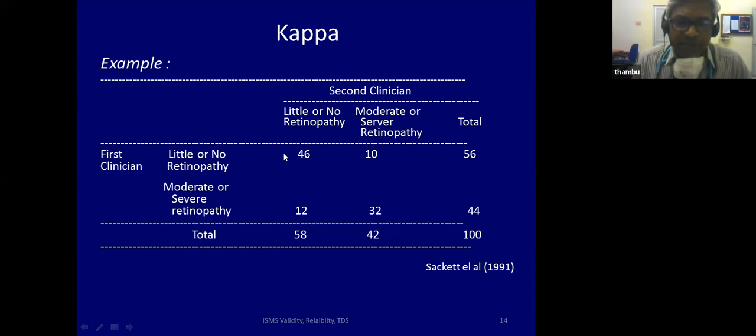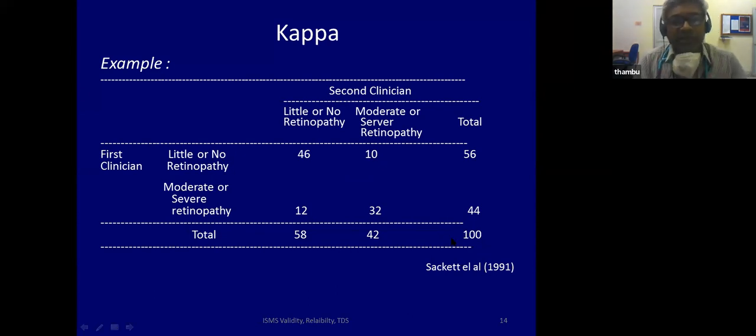If both of them agree that there's little or no disease, 46 out of 100. And in 32 out of 100, they both agreed it was quite severe disease. Whereas in 12 people, the first person said moderately severe disease, whereas the second person said little or no disease. In these 10 patients, the first clinician said there's little disease, whereas the second person said there is moderate or severe disease. So the two clinicians disagreed 22 times, but they seem to agree in about 78 out of 100.